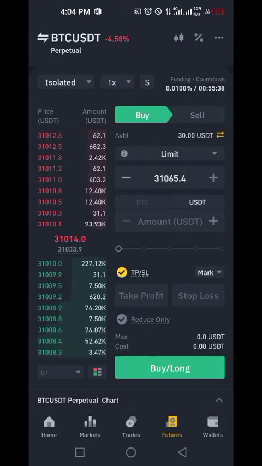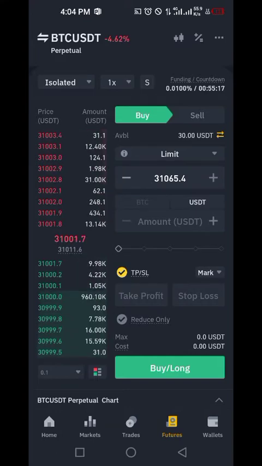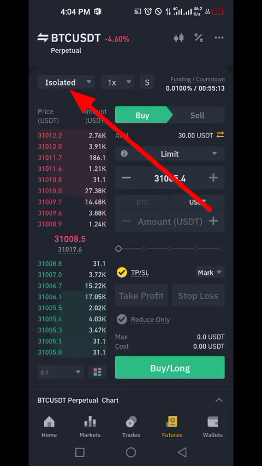But when I select isolated, if I enter a position with $2 and it reaches $2 loss, it won't go past that $2. Even if it doesn't hit stop loss, it will just get liquidated. So that's the difference between cross and isolated. For a start, I would advise you to trade with isolated.